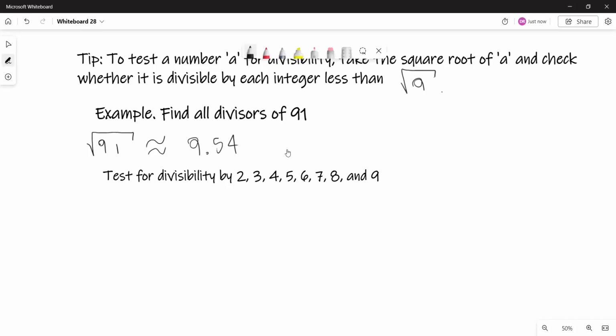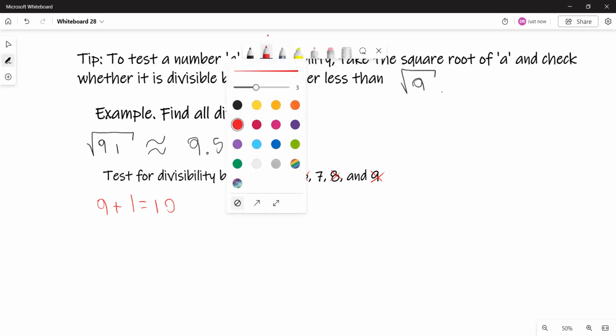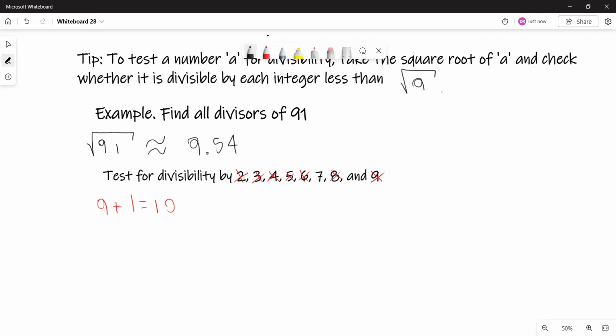The last digit of 91 is 1, so it's not divisible by 2. 9 plus 1 is 10, so it's not divisible by 3. And if it's not divisible by 3, it cannot be divisible by 9. And by the way, if it's not divisible by 2, it cannot be divisible by 4, 6, or 8. And the last digit of 91 is 1, so it cannot be divisible by 5. All we have left is 7. We are going to test for divisibility by 7.